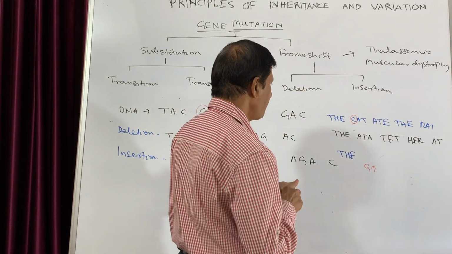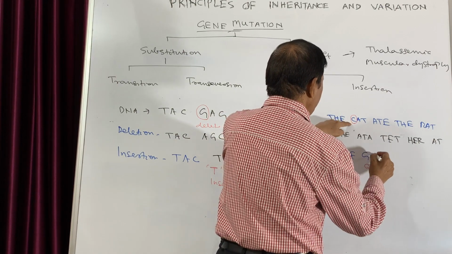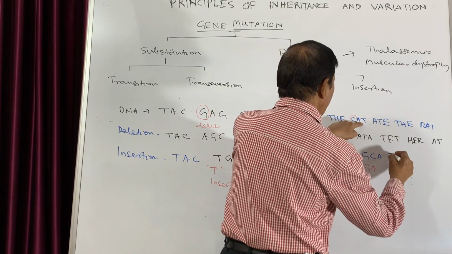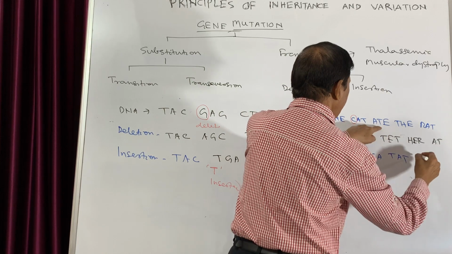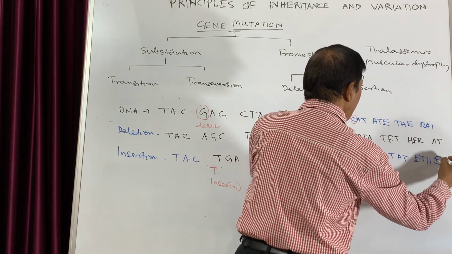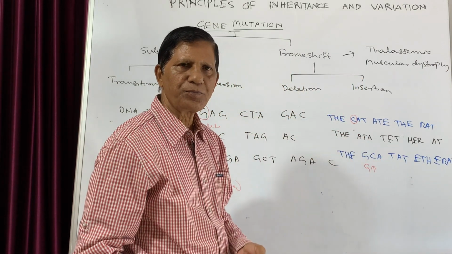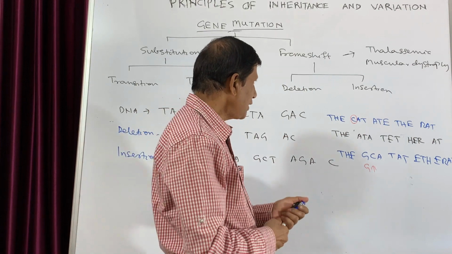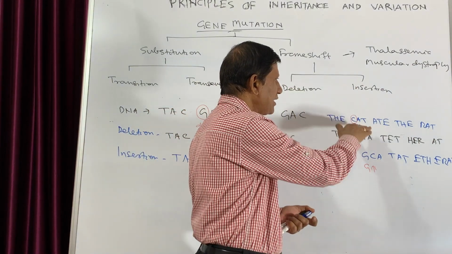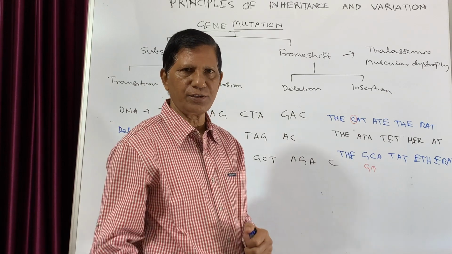So what will happen? Now it will be G, C, A, then T will move, T, A, T, then E will move, E, T, H, then E, R, A, then T. Again it is meaningless. So that is why I have told you that deletion and insertion have far-reaching effects and they are more dangerous.